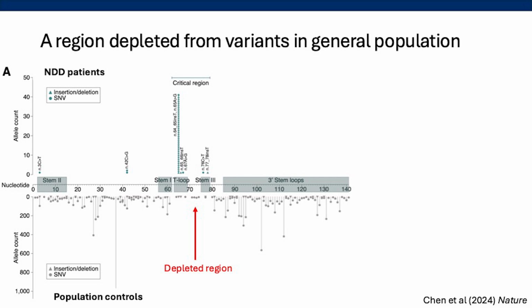This immediately led us to suspect that this might be the cause of the phenotypes of these participants. A closer look into this specific region in RNU4-2 revealed that there is a region that is depleted of variants in the general population. This shows the entire RNU4-2 gene. On the top panel are the patients with NDD that we found in Genomics England, whereas on the bottom we see the population controls. In the population controls data, we see a region in the middle of this gene that is significantly depleted of variants in RNU4-2, and this region actually matches where we find the variants in NDD patients.